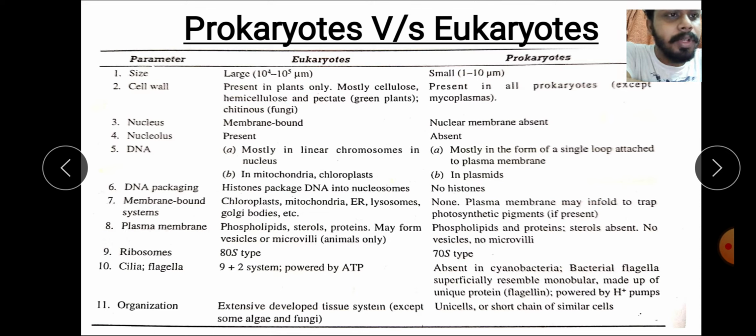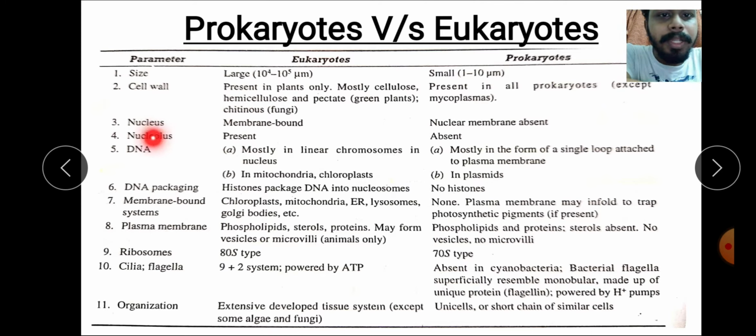And in all prokaryotes the cell wall is present, except mycoplasma. In mycoplasma the cell wall is absent. The composition of the cell wall in prokaryotes is peptidoglycan. Okay, and the next characteristic is the nucleus. Eukaryotes have a membrane-bound nucleus, but prokaryotes don't have a membrane-bound nucleus. The membrane of the nucleus is absent.